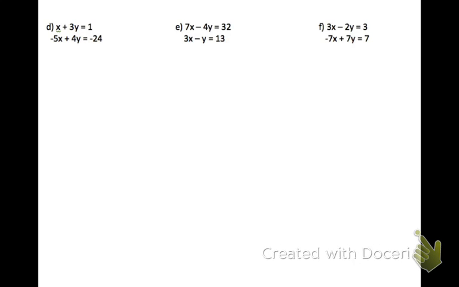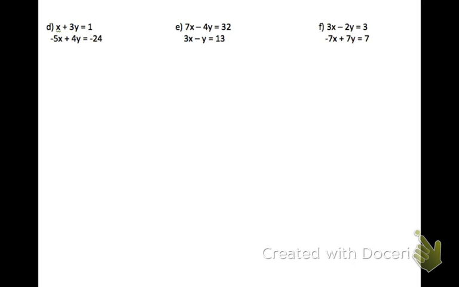Algebra 1 Study Guide, Unit 6 Study Guide, number 6, the last three, so D, E, and F, solving by elimination. So remember, we're looking for opposites for either our X coefficients or our Y coefficients. So on this first system, if we look at our X coefficients, we just have a 1 and a -5, so they're not the same or opposite, and then with the Y's, we have 3 and 4. So I ask, what could I multiply by to get opposites?